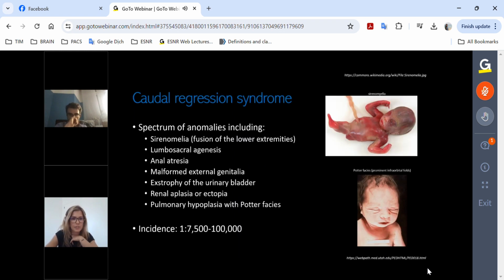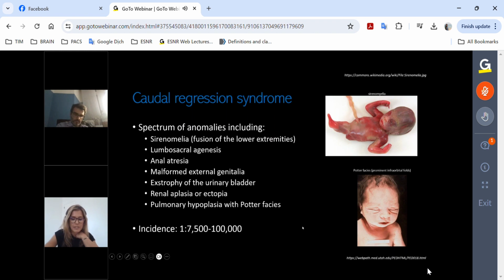So a few words about caudal regression syndrome. It's a spectrum of anomalies where you can have sirenomelia, a mermaid, where there is a fusion of the lower extremities. Here it's a fetus from the literature. You can have lumbosacral agenesis and anal atresia, and the external genitalia can be malformed. That was not the case in our baby. There was no exstrophy of the bladder. And of course, the renal aplasia was present in our case. And you can have a Potter facies when you have pulmonary hypoplasia, which consists of prominent infraorbital folds.